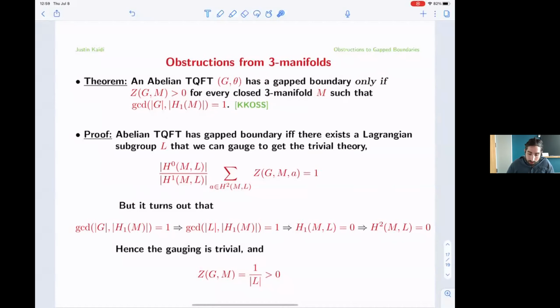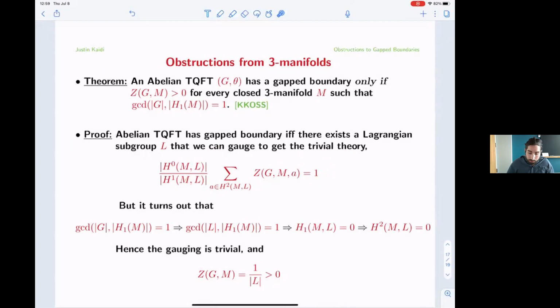An abelian TQFT, we already saw, has a gap boundary if and only if there exists a Lagrangian subgroup L. And remember that the Lagrangian subgroup L had the property that if I gauge it, I get the trivial theory. So in particular, if I take my original partition function, couple it to a background gauge field for L, and then do the gauging, so I sum over A, then I should get the partition function of the trivial theory, so just one, up to some normalization factor.